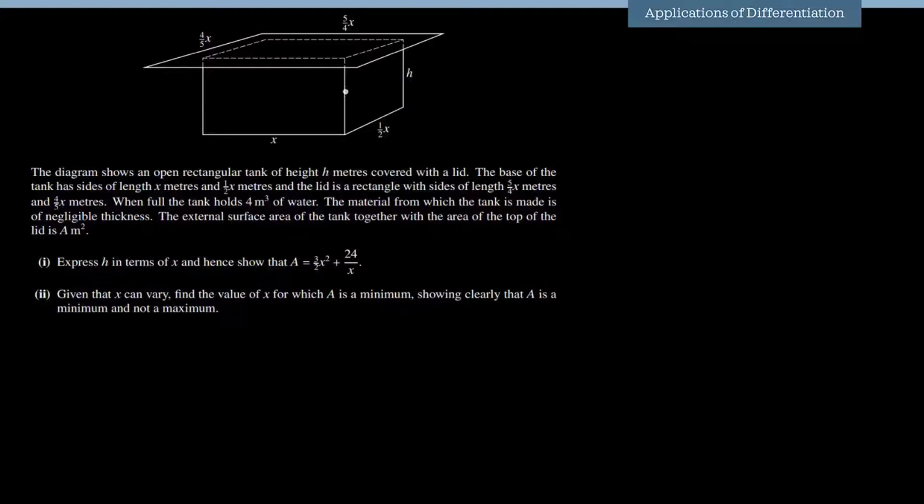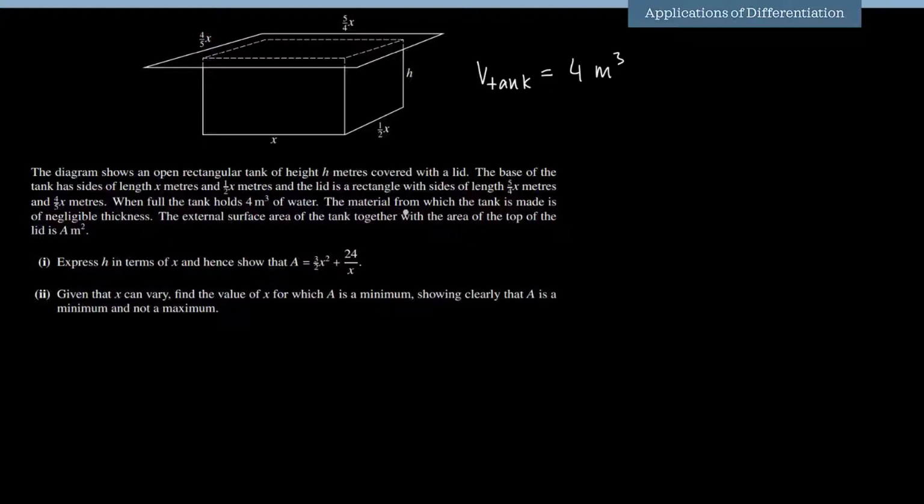So in the question it is told that this is a rectangular tank with dimensions of x, half x and height h. This tank is an open rectangular tank and is covered with a lid. The lid has dimensions 4 upon 5x and 5 upon 4x. It is told that when the tank is full, it holds 4 meter cubes of water. So I can say that the volume of the tank is equal to 4 meters cube.